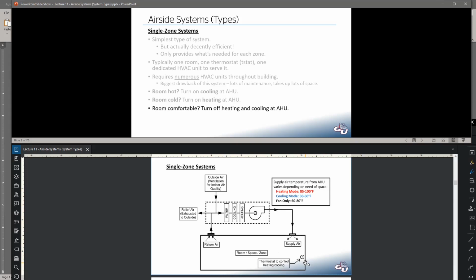And then once you're comfortable, you're going to turn off the heating and the cooling at the air handling unit, but you still need to run the fans for ventilation. So that supply fan still needs to run all the time. When you're in that fan only mode, it's more moderate temperature air, somewhere in that 60 to 80 degree Fahrenheit range, depending on what the mixed air temperature would be between your outside air and your return air, because your heating and your cooling is off.